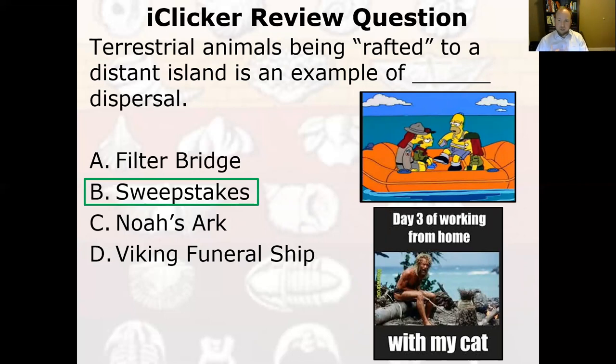Filter bridge was the example where there's a connection between two habitats, but only certain animals are using it, or it's one directional. Noah's Ark was the animals kind of riding on the continent. So the Indian fauna go along for the ride with the Indian subcontinent. And then when it docks with Asia, they got off and migrated away. And then the Viking funeral ship was, say, all the ancient fossils on India. They went along for the ride. The difference between that and Noah's Ark is they can't get off. They're dead. They're in the rocks. That was some of the dispersal mechanisms we talked about last time, so let's go ahead and get into biostratigraphy.